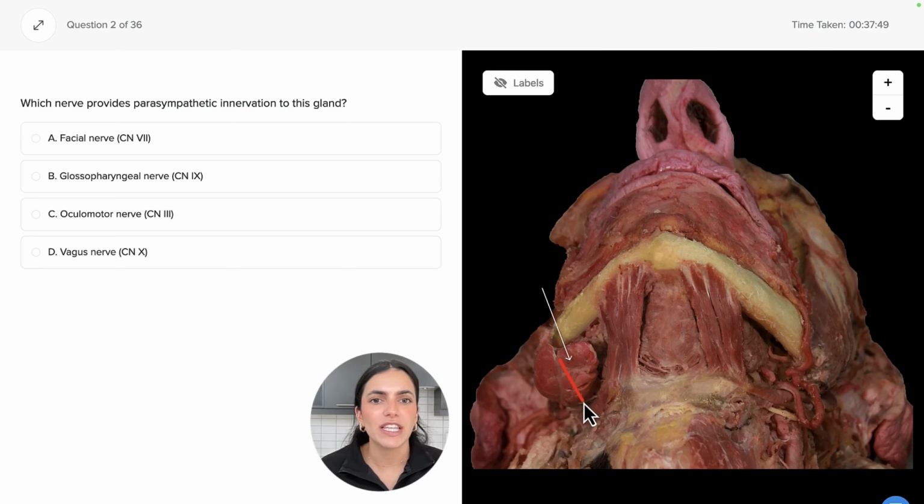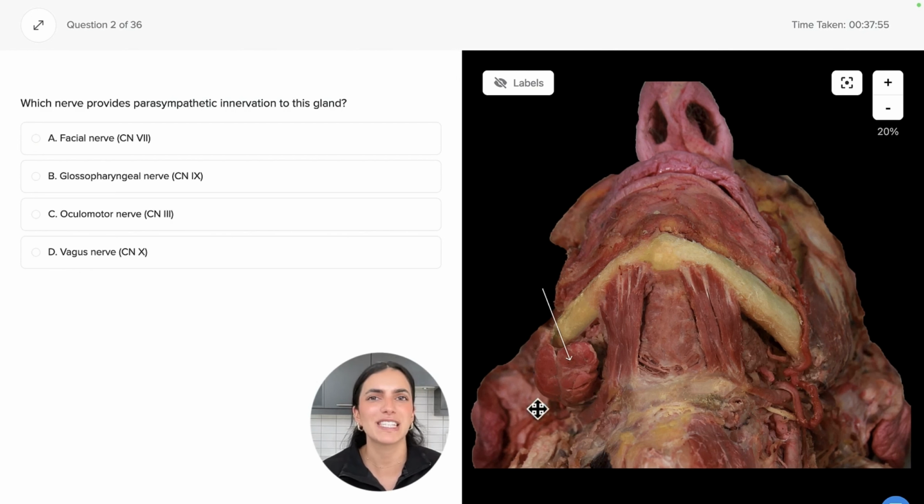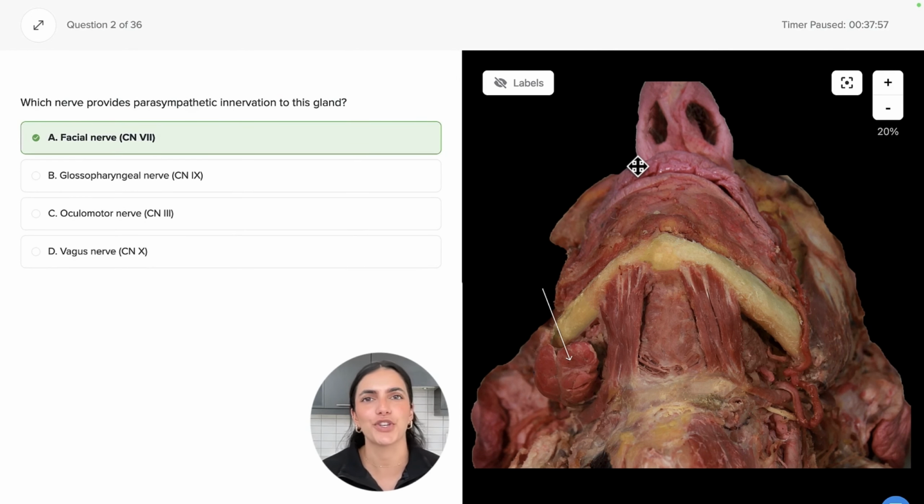So now again, we looked at the submandibular gland here, and we mentioned that the submandibular and the sublingual glands are both going to receive parasympathetic innervation from the facial nerve, but more specifically through its branch, the chorda tympani.